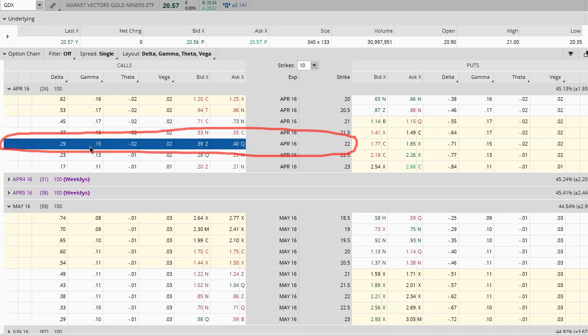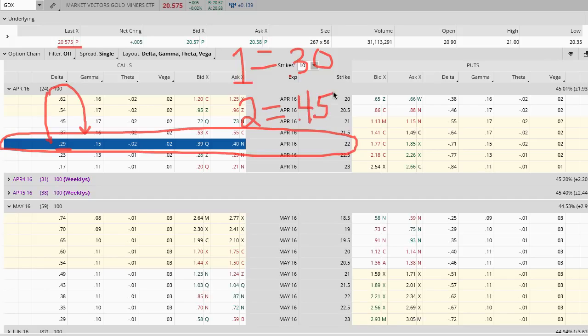So if we were looking at the 22 strike call options in April, the delta for these options is basically 30, all right? So let's round up so we have round numbers here. It's 29, but it's basically 30, okay? So that means that if GDX goes up by $1, the first dollar from 20.56 to 21.56, you make $30, okay? If it goes up another dollar from there, so from 21.56 to 22.56, you'll make another $30 plus the additional dollar is going to get you another $15 of profit. So the first dollar up in GDX, you basically take in $30. The second dollar, or now $2 higher, you take in an additional $45 for that move higher.